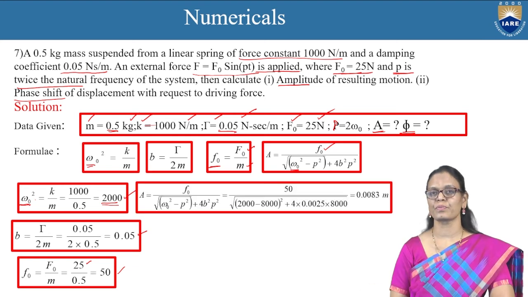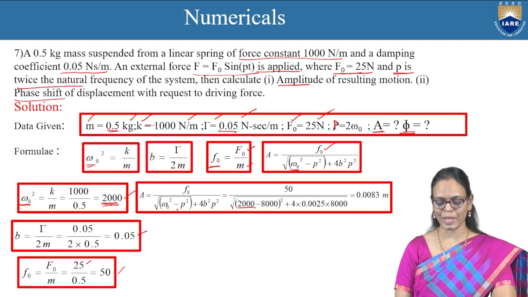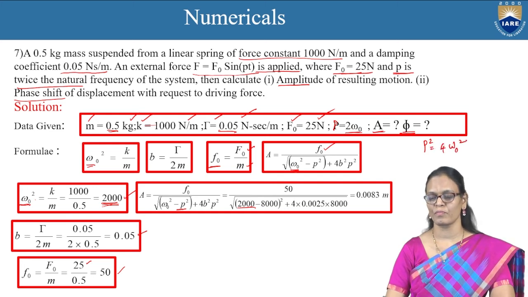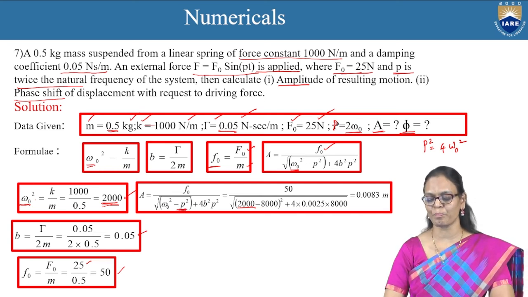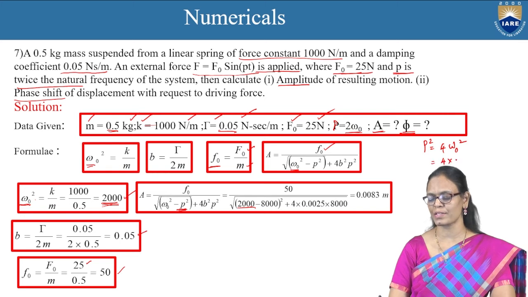So find the amplitude. A is equal to F naught under root omega naught square minus P square plus 4B square P square. So what is omega naught square? It is 2000, so we have put 2000. And what is P? P is twice omega naught, so P square will be 4 omega naught square. We want the value of P square here, no? So how do we get P square? P is 2 omega naught, that is given in the data. So P square will be 4 omega naught square, and we have got omega naught square as 2000. So P square will be 8000.